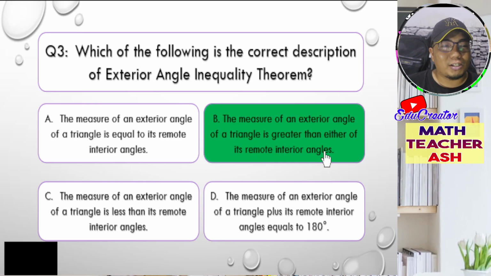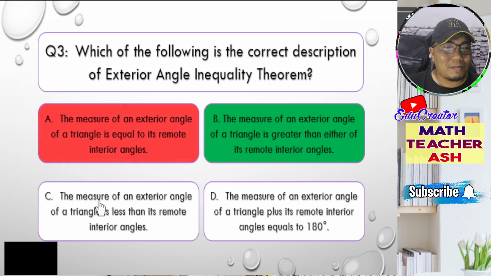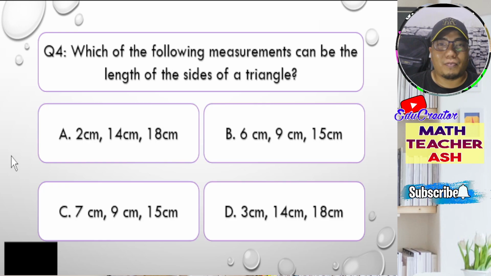Alright. The measure of an exterior angle of a triangle is greater than either of its remote interior angles because the exterior angle is equal to the sum of the remote angles. Alright. So I hope you got that one, my dear math learners. Now let us go to question number 4. Which of the following measurements can be the lengths of the sides of a triangle? Is it A, 2, 14, 18, B, 6, 9, and 15 centimeters, C, 7, 9, 15 centimeters, or letter D, 3, 14, 18 centimeters? I'll give you 5 seconds to think about your answer.